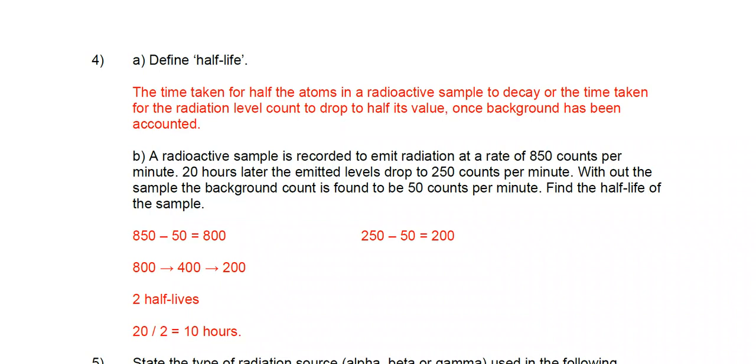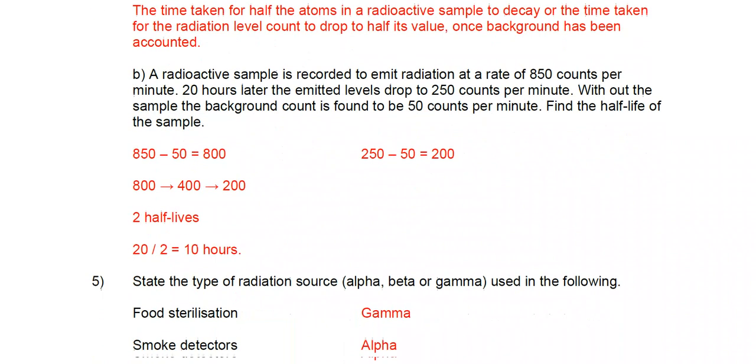Well, firstly, we need to subtract background from our values. So 850 is really 800 coming from the source, and 250 is really just 200 counts per minute coming from the source. So starting off with 800, so that's at 0, okay. What's half of 800 is 400, half of 400 is 200, so we had to do 2 half-lives to go from 800 to 200. If that time in total takes 20 hours, well, it's gone through 2 half-lives, therefore the time for 1 half-life is 10 hours.